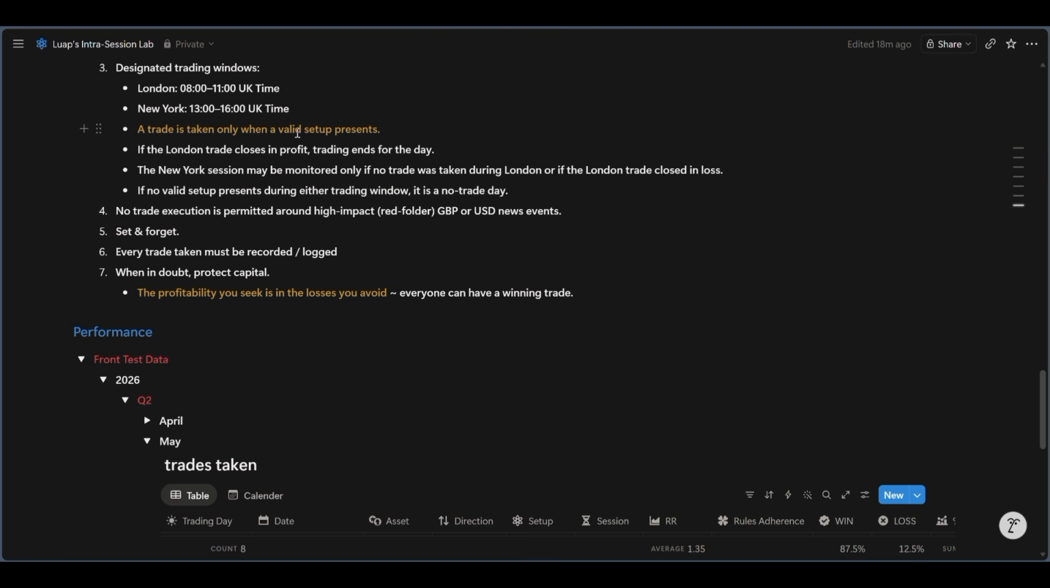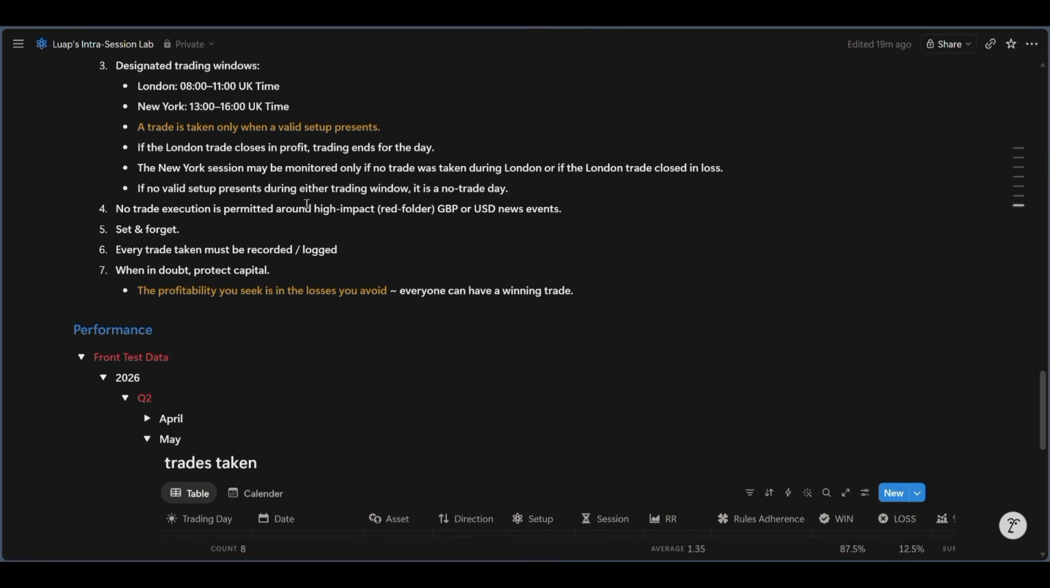A trade is only taken when a valid setup presents. Of course, you have seen my setups are only 3 setups: A1, A2, A3. And by the way, I have named these based on my own preference. You can name your own setups the way you want. So there is no meaning in the reason why I labeled them as A1, A2, or A3. So you can clearly see rule number 4: no trade execution is permitted around high impact news.